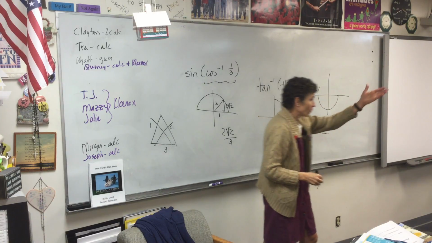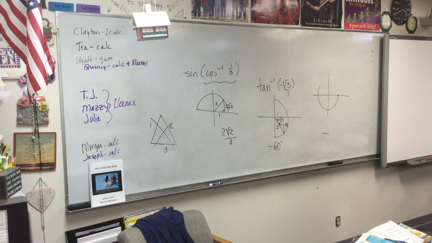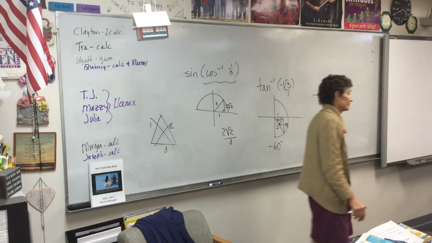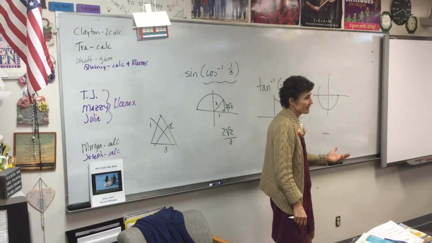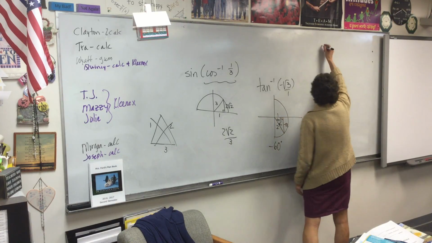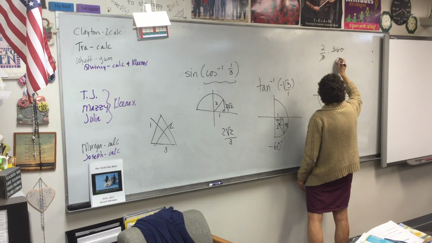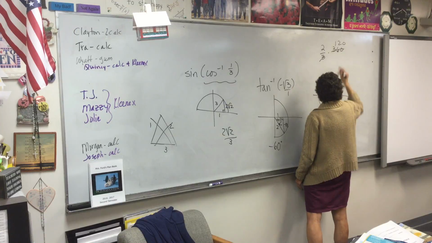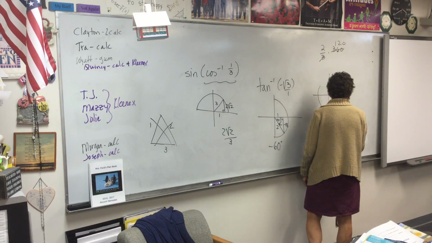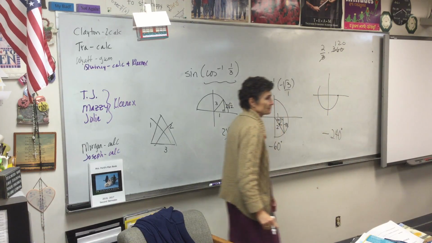Now, what if I went all the way around? How big would the angle be if I went all the way around? Negative 360. I'm not going all the way around. I am going 2/3 of it. So what's 2/3 of 360? This does not need to be a calculator problem. How many times does 3 go into 360? 120. 2 times 120 is 240. Your answer is negative 240.